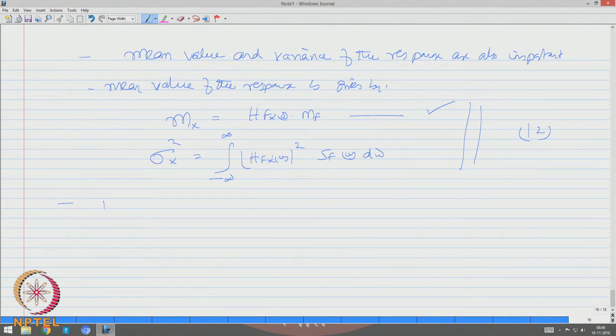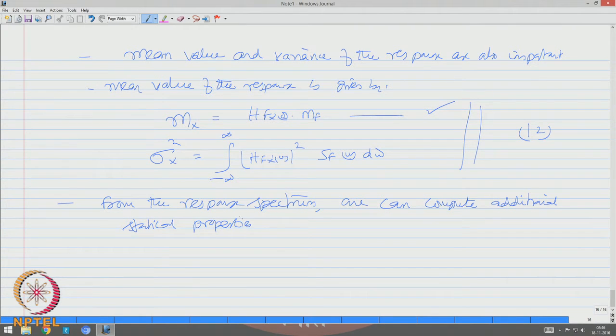So, it is interesting that from the response spectrum one can compute additional statistical properties. For example, standard deviation can be computed from equation 12.